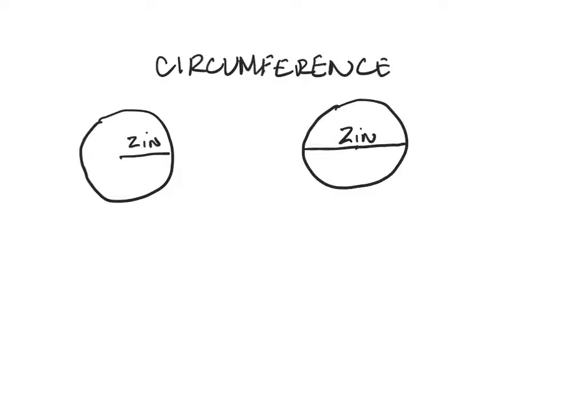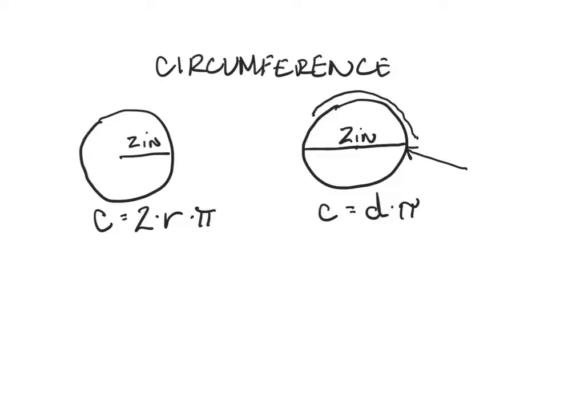You can either use circumference is 2 times r times pi, or you can use circumference is the diameter times pi. If you think about it, that says that I can take this diameter and put it around my circle about 3 times, but it's about 3.14. So this is pretty simple.